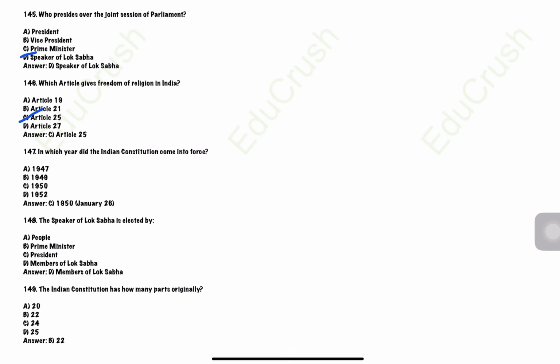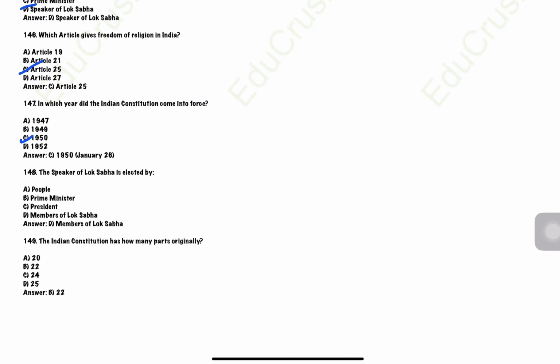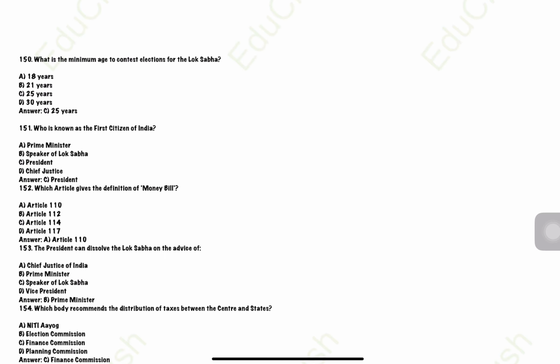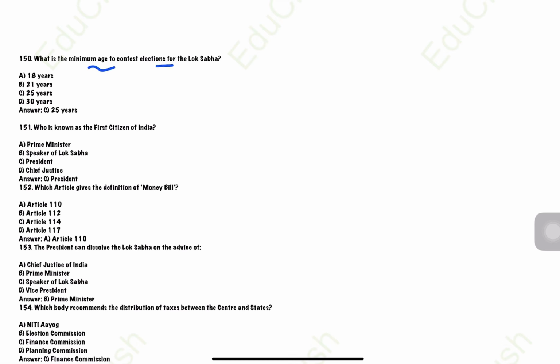In which year did the Indian Constitution come into force? In the year 1950, on 26 January. Next question. The Speaker of Lok Sabha is elected by members of Lok Sabha. So, members of Lok Sabha elect the Speaker of Lok Sabha. Next, the Indian Constitution has how many parts originally? 22 parts. 150th question. What is the minimum age to contest elections for Lok Sabha? Minimum age is 25 years.